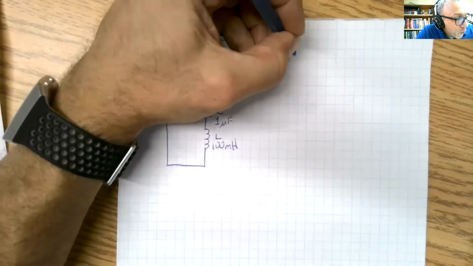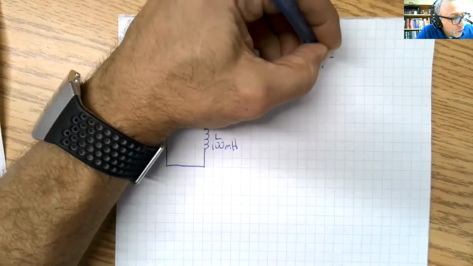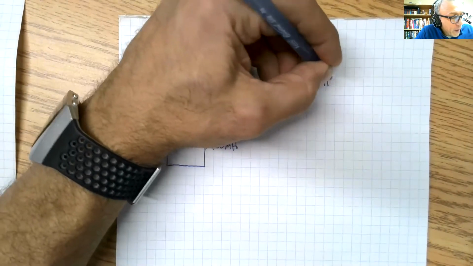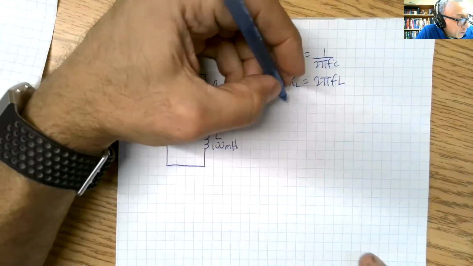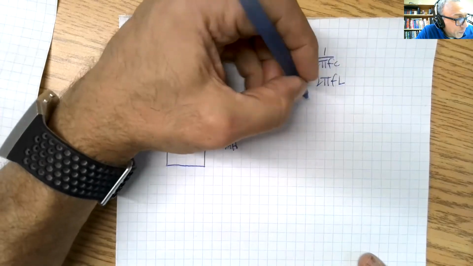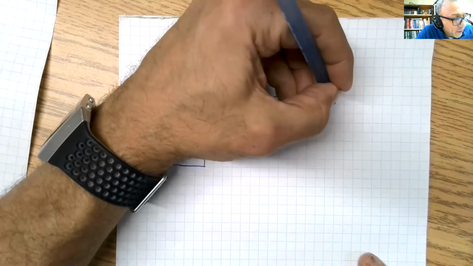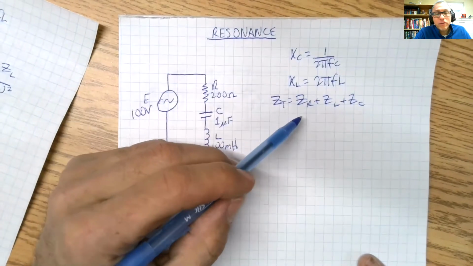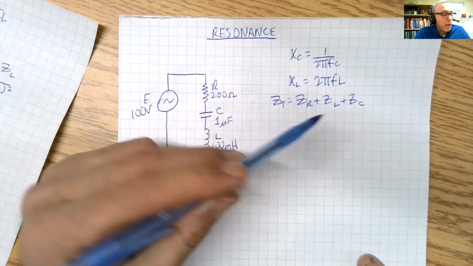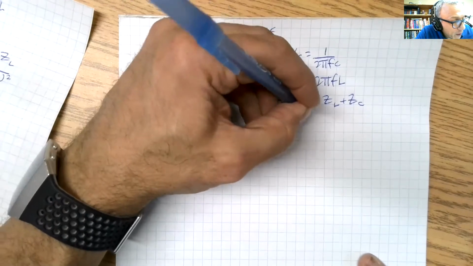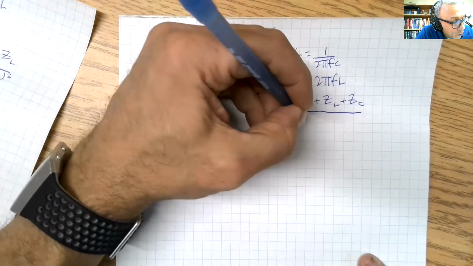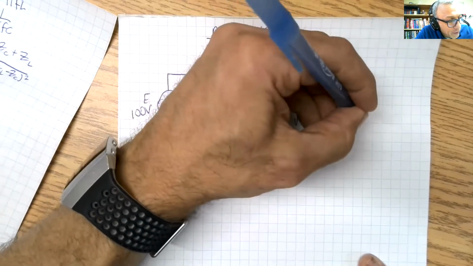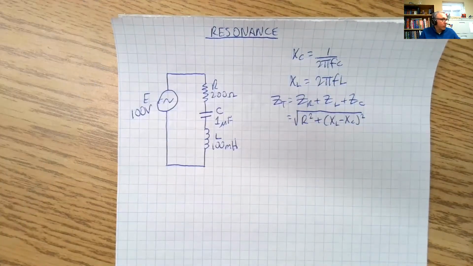We know in this circuit that XC is equal to 1 over 2 pi FC, and XL is equal to 2 pi FL. And we know that ZT is equal to ZR plus ZL plus ZC. So the total impedance is equal to the impedance of the resistor plus the impedance of the inductor plus the impedance of the capacitor. We also know, if we're going to do it another way, that it is the square root of R squared plus (XL minus XC) squared. So that'll give us our total impedance in this circuit.